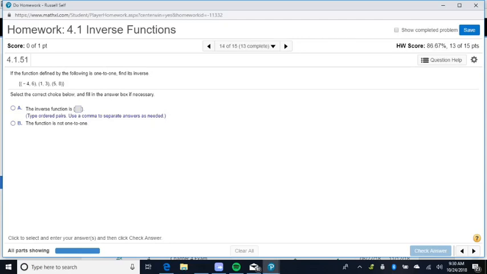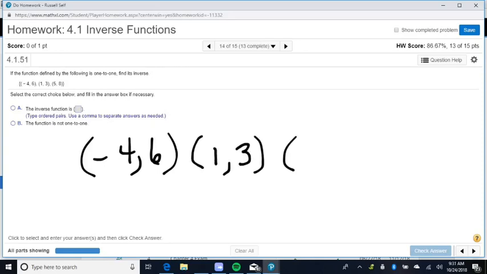If the function defined by the following is 1 to 1, find its inverse. Okay, they've made it easier on us. They just give us a list of values. So let's first begin by looking at that list of values to be sure that this thing is indeed a function, and it is indeed 1 to 1.